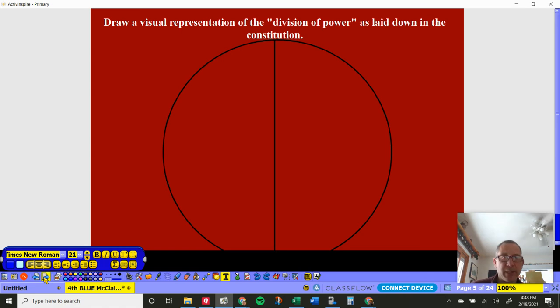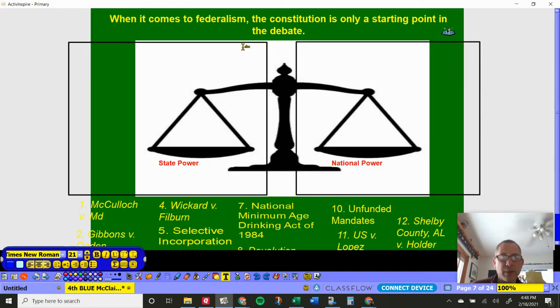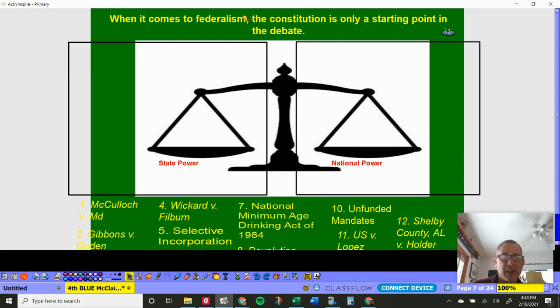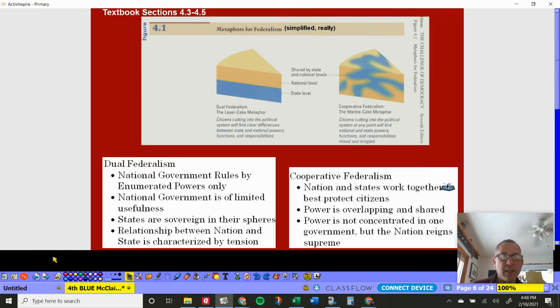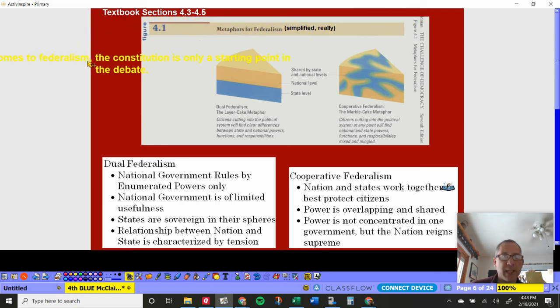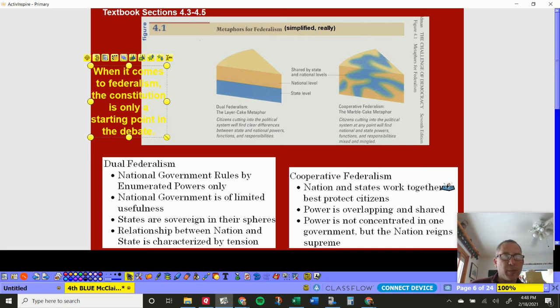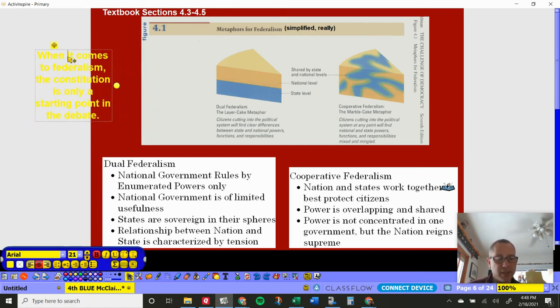Now, the next place that we get to is, well, I'm actually going to jump ahead and I'm going to steal this quote off this page because it becomes relevant. It says, when it comes to federalism, the Constitution is only a starting point in the debate. And it's pretty important to understand what that means and really how upsetting it might be if you thought about it carefully. The Constitution is supposed to be our playbook describing what it is that the government can and can't do.